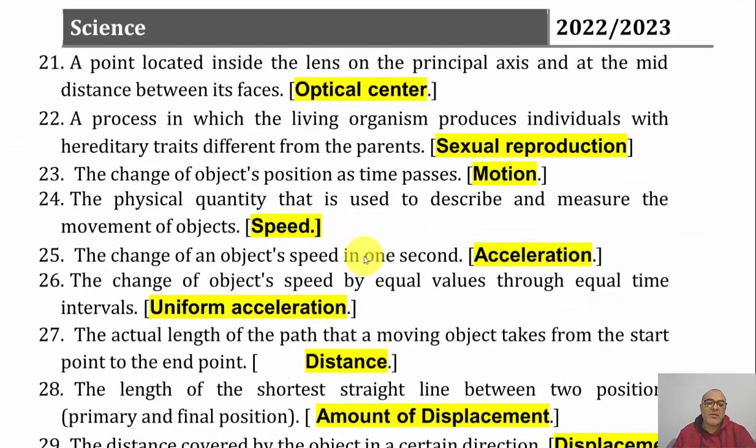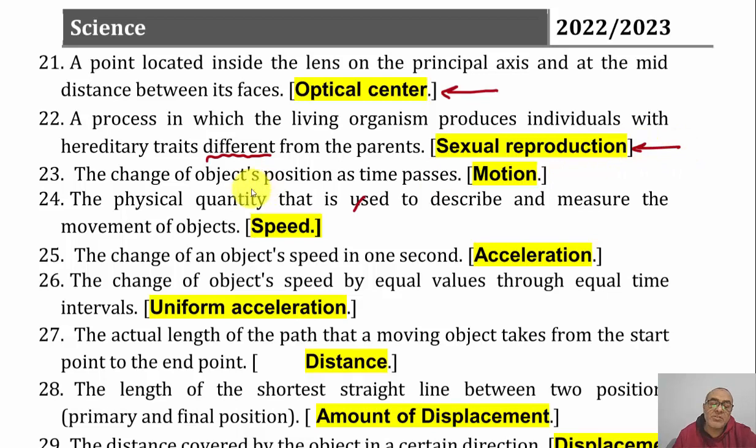Go to question number 21. A point located inside the lens. We said inside the lens, the optical center. Moving to question 22, a process in which the living organism produces individuals with different hereditary traits. Yes, sexual reproduction.